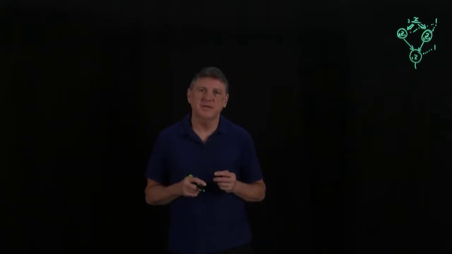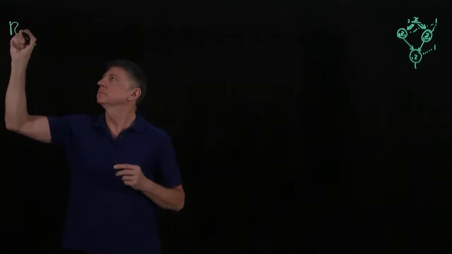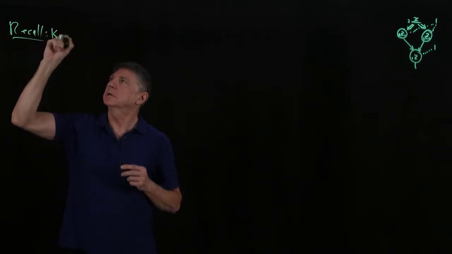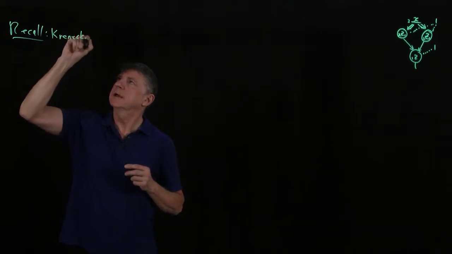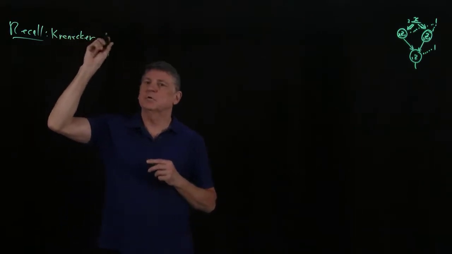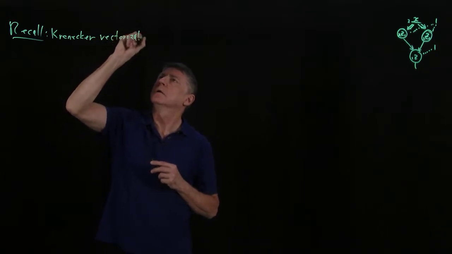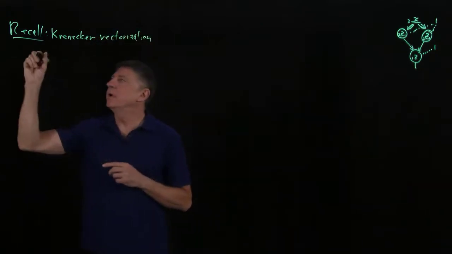Welcome. In this session on artificial neural networks, we'll explore the vectorization and the first part of differentiation of the terms that we explored in the previous session. So let's recall the Kronecker product. And specifically, let's recall Kronecker-vectorization.